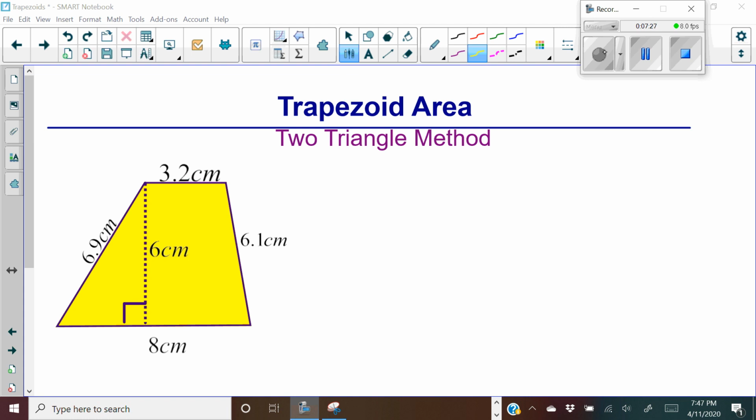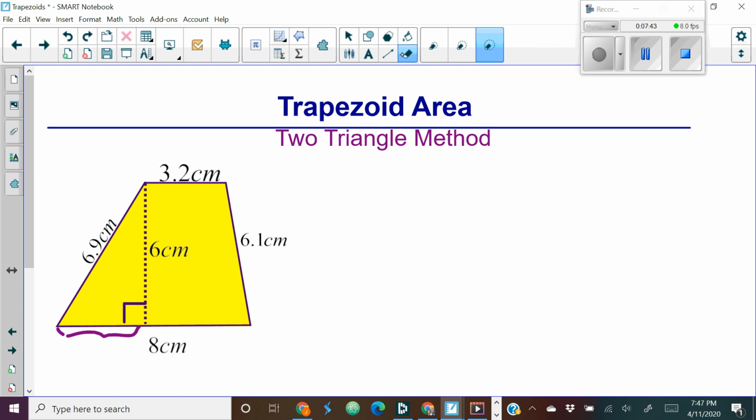Because it's not isosceles, and we can't really break it up into a rectangle because we really don't know this distance. So one method that always works nicely is the 2 triangle method.